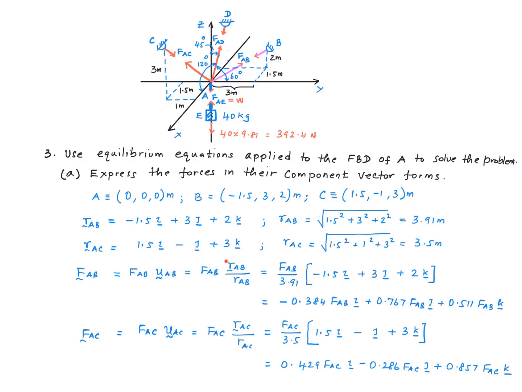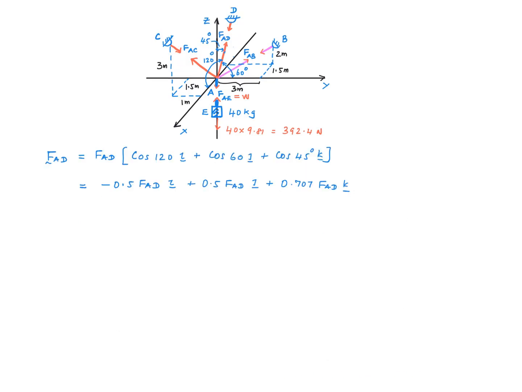But UAB is simply RAB divided by the magnitude of RAB, which is RAB. Now we bring RAB from here and substitute in this equation. Simplify it, we get this expression for the vector FAB. FAC is done in a similar way, we get this for FAC. Now we use the direction angle method to find the vector form of FAD. After simplifying this, we get this for FAD. Finally, this is the vector form of W.